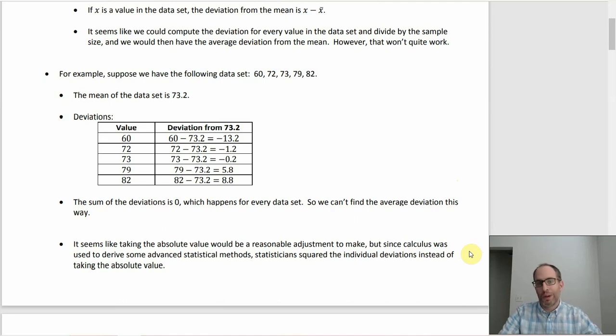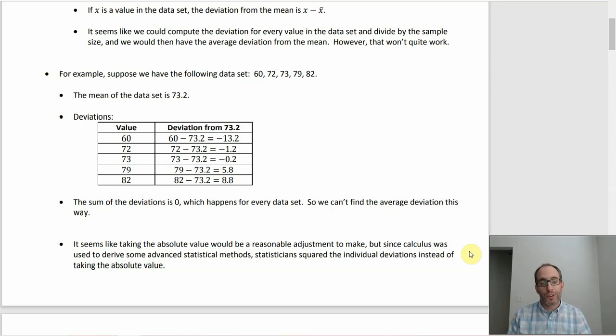Absolute values make a mess in calculus. If you know what the absolute value graph looks like, how it's shaped like a V, but a hard V, the base of that V causes problems in calculus. So that's why it's squared instead of absolute values.